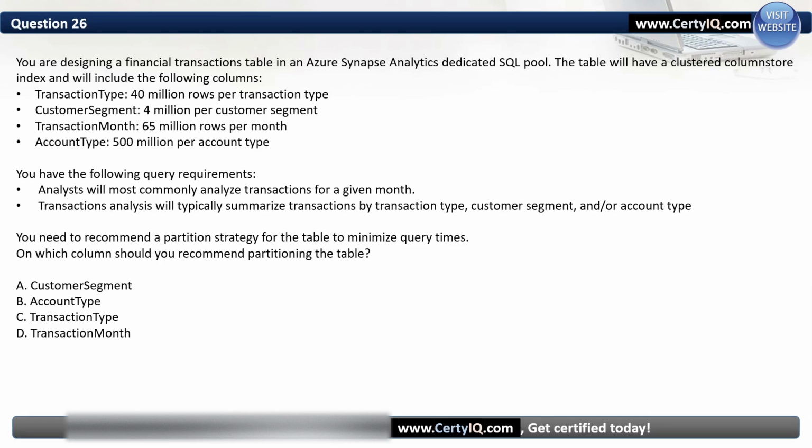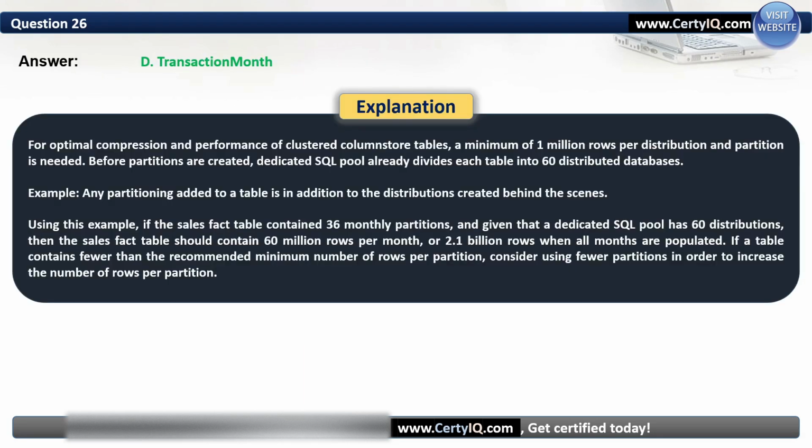The correct option is D, transaction month. For optimal compression and performance of clustered column store tables, a minimum of 1 million rows per distribution and partition is needed. Before partitions are created, dedicated SQL pool already divides each table into 60 distributed databases. For example, any partitioning added to a table is in addition to the distributions created behind the scenes.